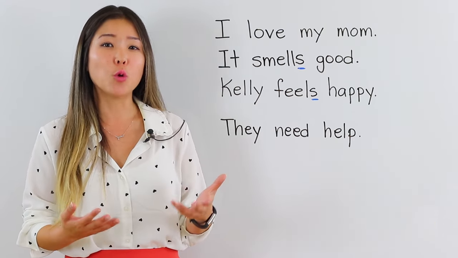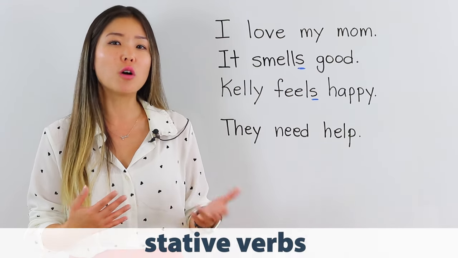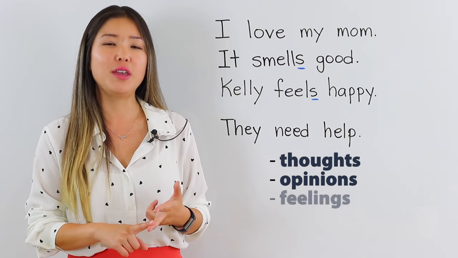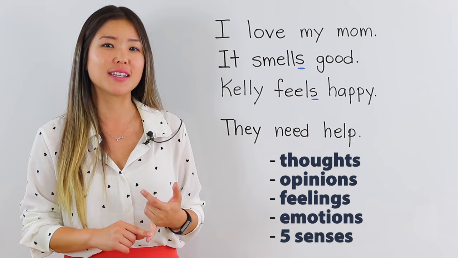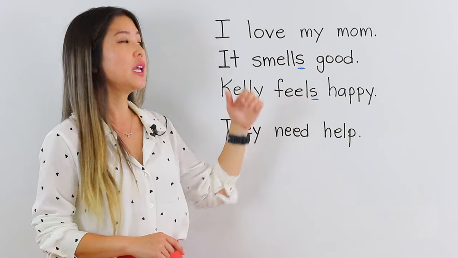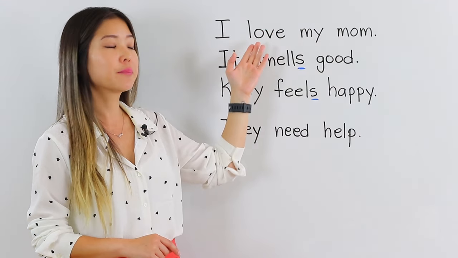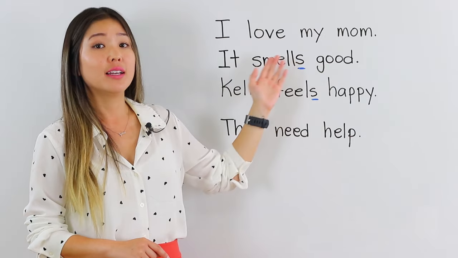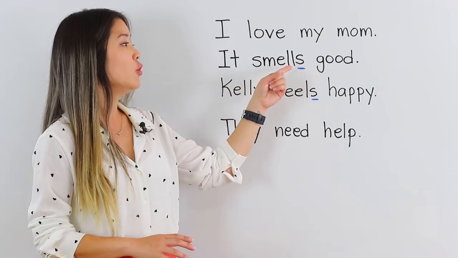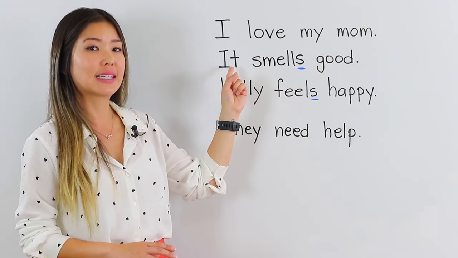We also use the present simple tense with non-continuous verbs. These are verbs that we don't use in the continuous form, even if they're happening right now. They're also called stative verbs. These are connected with thoughts, opinions, feelings, emotions, and our five senses. Let's look at the examples. I love my mom. The verb here is love. That's an emotion. So I use the present simple tense. It smells good. Smell is one of the five senses. So I use the present simple tense. You'll notice I underline the S because remember, the subject is it.